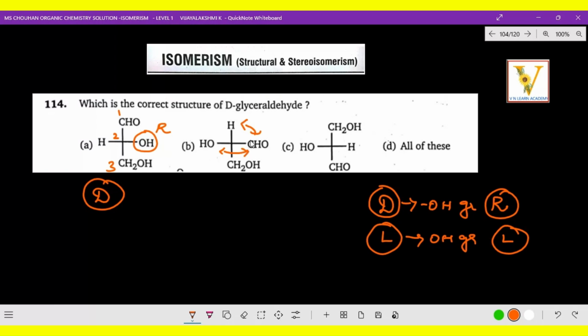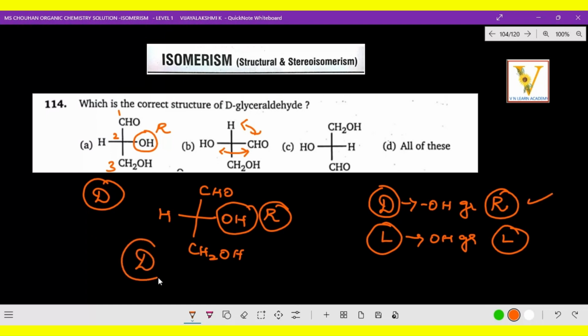So after 2 interconversions, what confirmation do you get? CHO, and here OH, and here H, CH2OH. Now OH is on the right hand side, which means this is also D-glyceraldehyde. Now another point: when CHO is on top, we can easily identify. D-glyceraldehyde means the OH on the right hand side has to be present. That is the only way we can say D-glyceraldehyde.